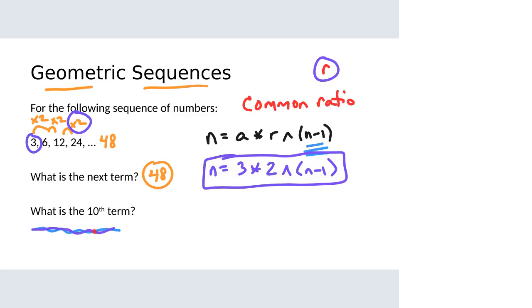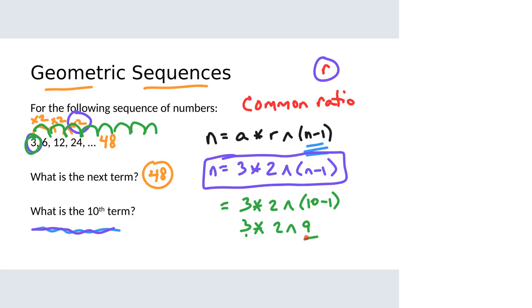Now, if I want to find the 10th term, the 10th term is going to be 3 times 2 raised to the 10 minus 1 power. So that's 3 times 2 raised to the 9th. And keep in mind what we're doing here is we're starting at the number 3, and we're going to do this jump where we multiply by 2. We're going to do that 9 times. That's what this formula tells us to do.